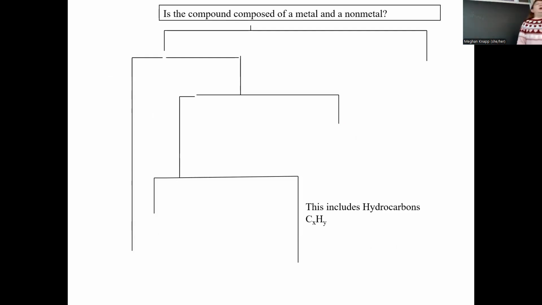So the first question we ask ourselves is: is the compound composed of a metal and a non-metal? If the answer is yes, I'm going to go over here to the right-hand side, and I'm going to say if there is a metal and a non-metal, then the interaction is ion-ion. If the answer is no, then I need to know more about the composition and the shape of the molecule.